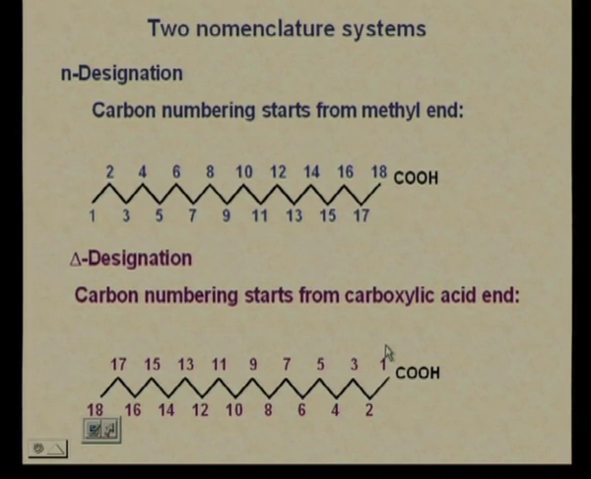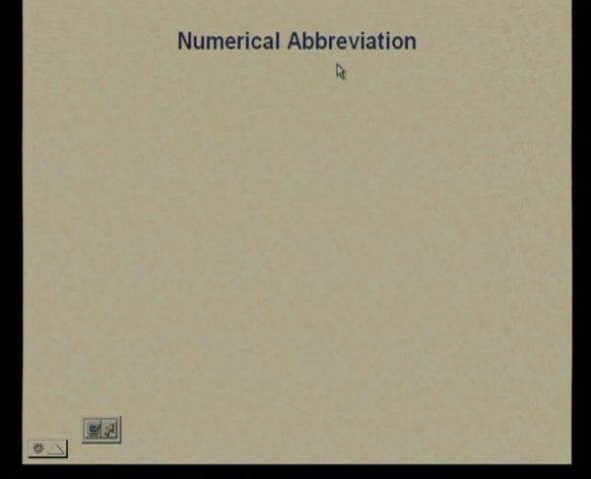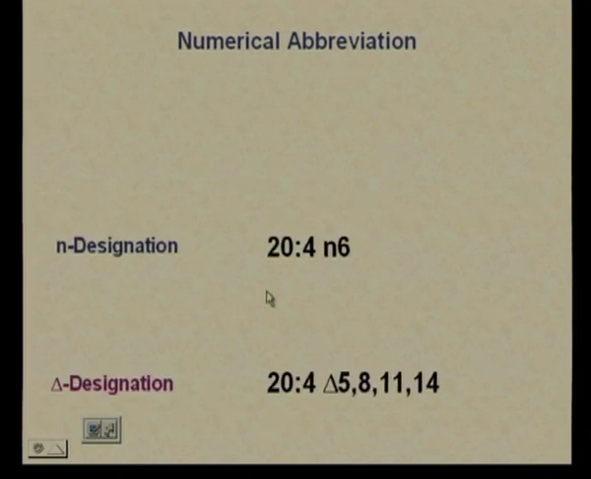In the next slide, we see the nomenclature as to how we can write this. This is a fatty acid in the N designation, and what I have below here is a fatty acid in the delta designation. Now, from this nomenclature, you should be able to write the fatty acid. So, we have to know what each of these numbers mean.